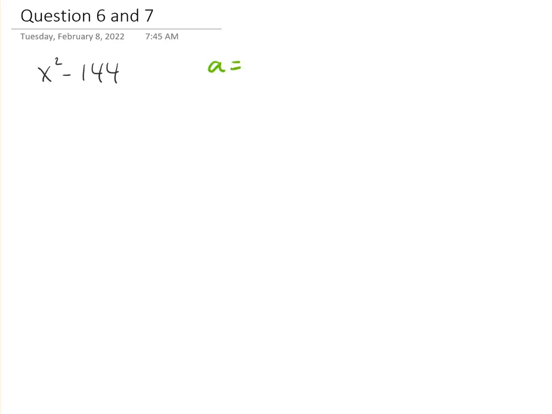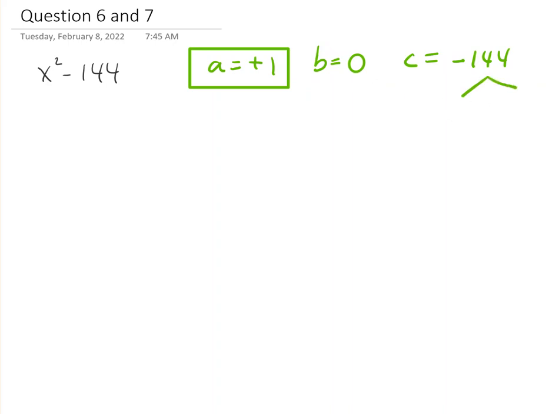First of all, we know we have an a, b, and c because it's a quadratic equation. So if that's the case, then what is a? Well, a would be positive 1, b would be 0 because there's nothing there, and c would be negative 144. Since a is equal to 1, we just need two factors of 144 that will combine together to give us this 0. If I were to take c and square it, I get 144.